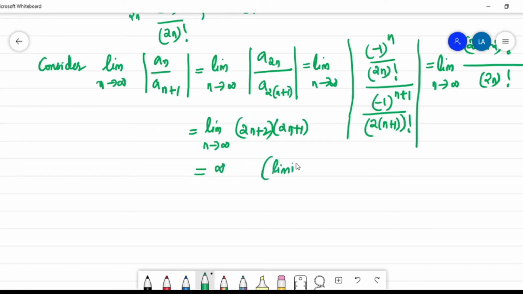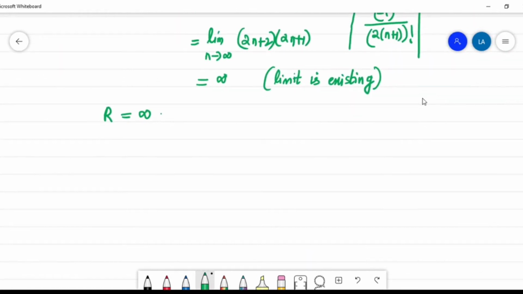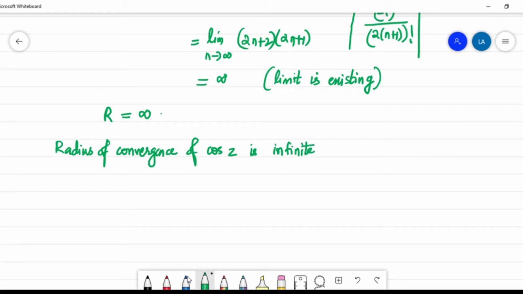And the limit is existing. That will mean the radius of convergence of cos z is equal to infinity. So we are getting an important property of cos z, that the radius of convergence of cos z, which we defined now, is infinite, right?